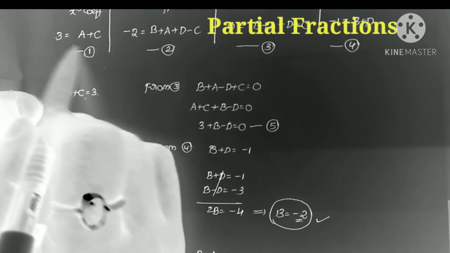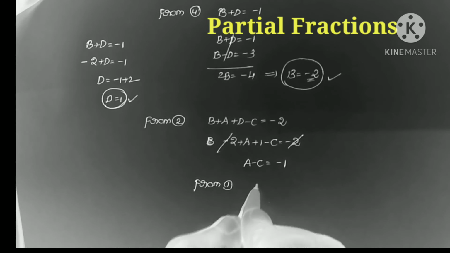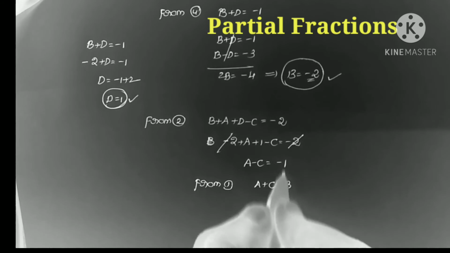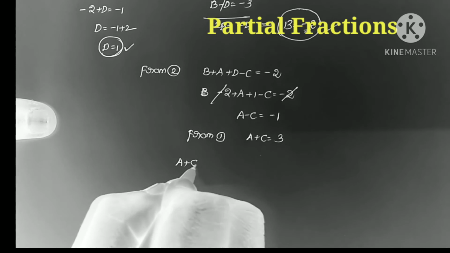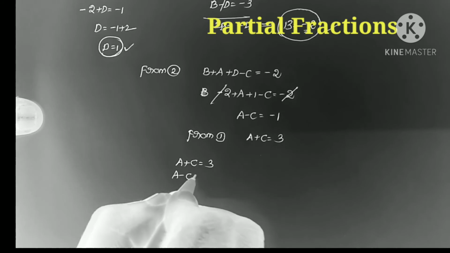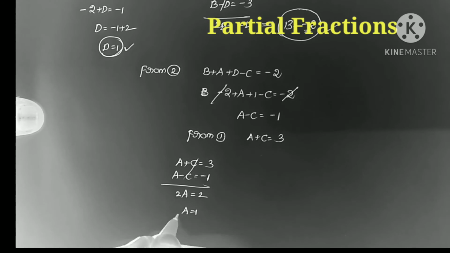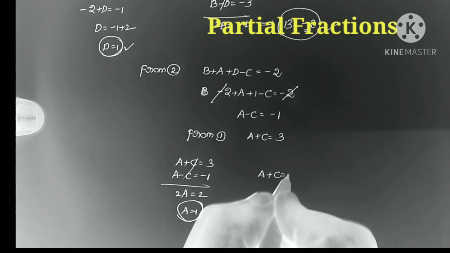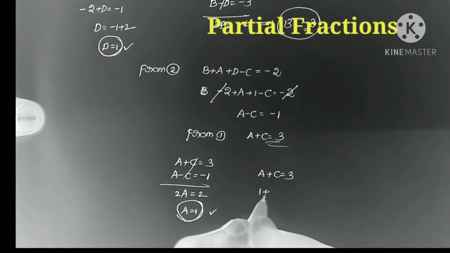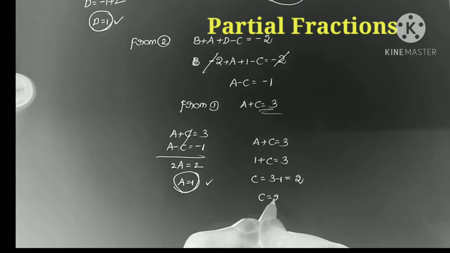And already we have that the first equation is a plus c is equal to 3. Now solving these two equations to get the values of a and c. That is a plus c is equal to 3, a minus c is equal to minus 1. Means 2a is equal to 2, then the value of a is equal to 1. Now replacing a is equal to 1 in the equation a plus c is equal to 3. That is 1 plus c is equal to 3, then c is equal to 3 minus 1 equals 2. Therefore, the value of c is equal to 2.